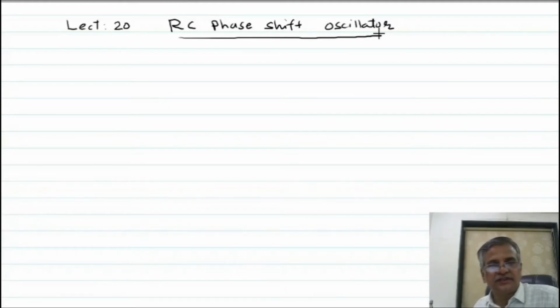In RC oscillators, we have to discuss two oscillator circuits, the RC phase shift oscillator and the Wien bridge oscillator. So today first we are discussing the RC phase shift oscillator circuit. See the circuit diagram of the RC phase shift oscillator.